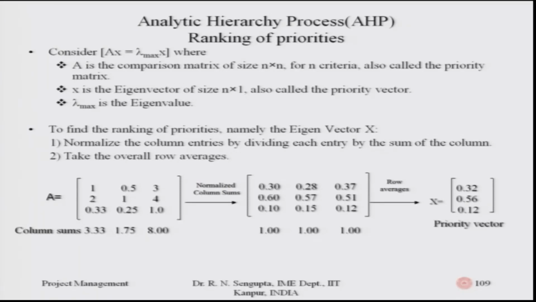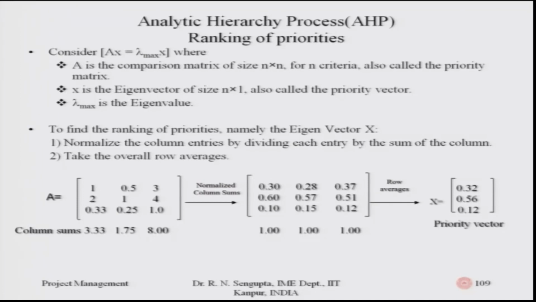If in economy we had 2 tertiary or secondary sub-criteria, it will be a 2 cross 2 matrix. If, for example, style had 3 in the secondary level, it will be a 3 cross 3 matrix corresponding to the sub-criteria of style. So, X is the eigenvector of size n cross 1, also called the priority vector, and lambda max is the eigenvalue. To find out the ranking of the criteria, we have to use the eigenvalues.